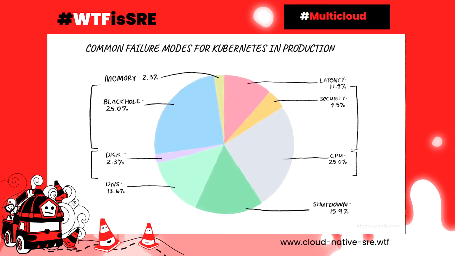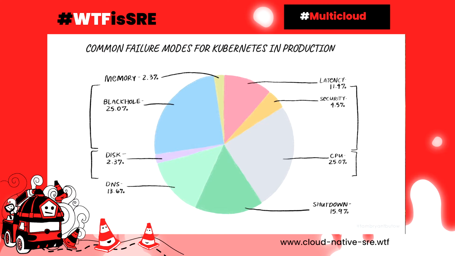So these are the common failure modes for Kubernetes in production. You can see here what I've done is I've got all of the data from previously reported Kubernetes outages, and I actually bucketed them by type. So for example, you can see that black hole and CPU are two of the biggest ones that have issues. This is 25% and 25%. So 50% of all issues are black hole and CPU.